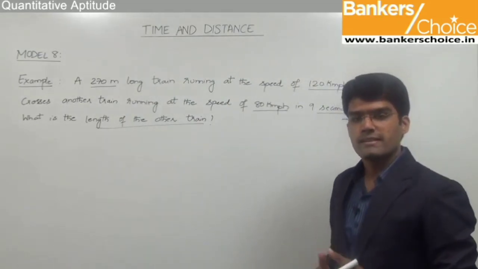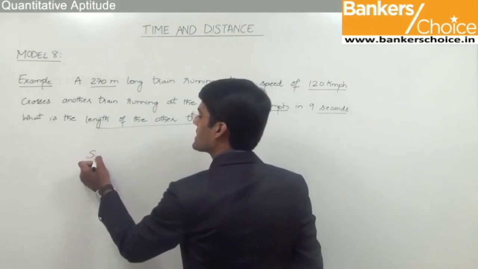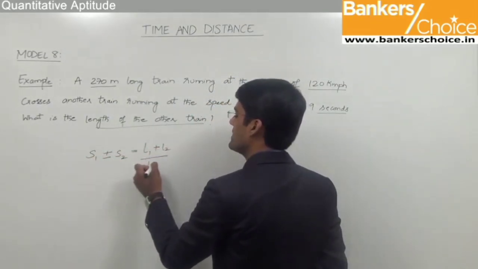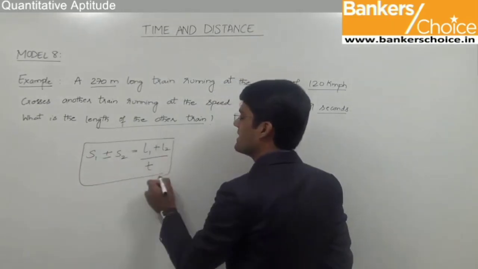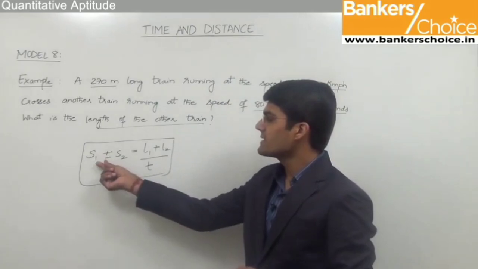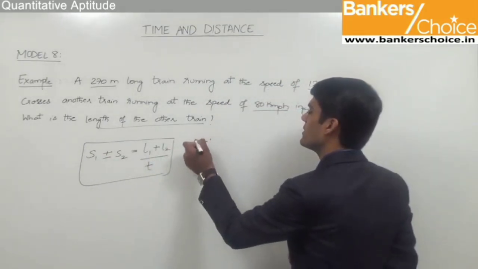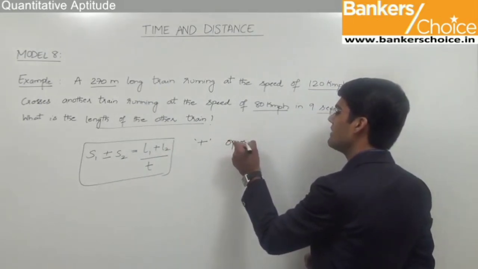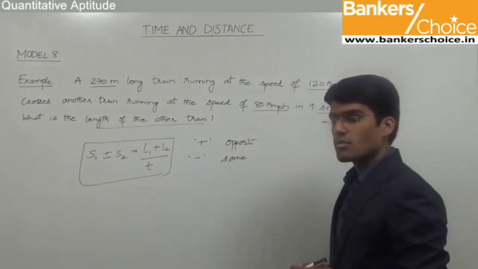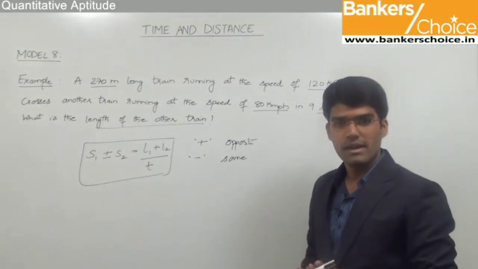Now as we have already discussed, the equations to be used for solving these type of questions are S1 plus or minus S2 equals to L1 plus L2 by T. So the first case here is S1 plus S2 equals to L1 plus L2 by T, and the second case is S1 minus S2 equals to L1 plus L2 by T. So plus is used when the two trains run in opposite direction and minus is used when the two trains run in the same direction. So before we find out the answer, we first need to decide whether we have to use plus or minus.